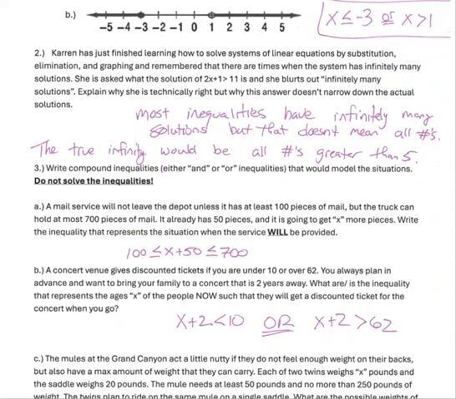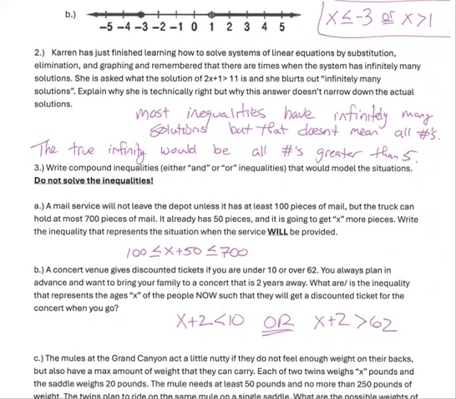The next problem here is saying that Karen has just finished learning about solving systems using substitution, elimination, and graphing, and she remembers that there are times when a system has infinitely many solutions. She is asked what the solution of 2x plus 1 is greater than 11 is, and she was kind of daydreaming, so she just blurted out, infinitely many solutions. Explain why she's technically right, but why the answer doesn't narrow down the actual solutions.